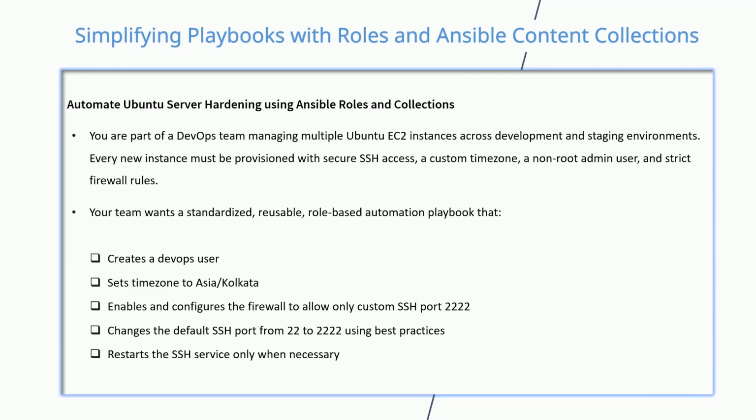Hello everyone. So we have created 4 roles as per the project, that is automate Ubuntu server hardening. Now the next is once the role is created, how do we use it in the playbook?